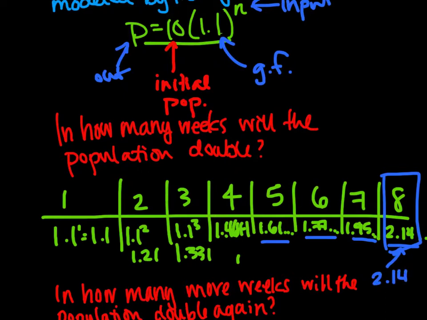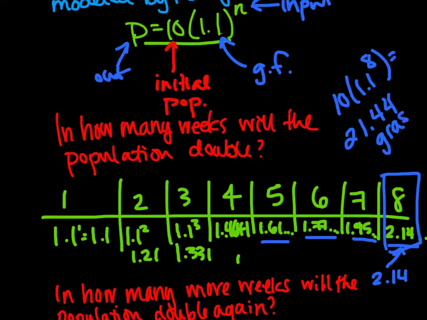So let's see if that actually doubles our population. If we were to multiply that by 10, if we had 10 times 1.1 to the 8th power, we'd end up with 21.44 grasshoppers. So that's kind of cool. We can see that population doubling in 8 weeks. Apparently Livingston doesn't have as much of a grasshopper problem as we do in Bozeman.